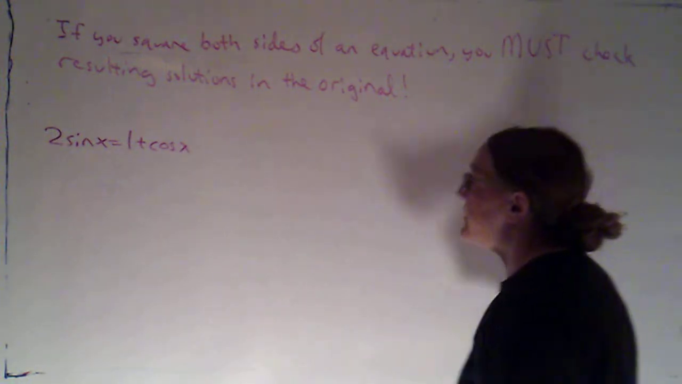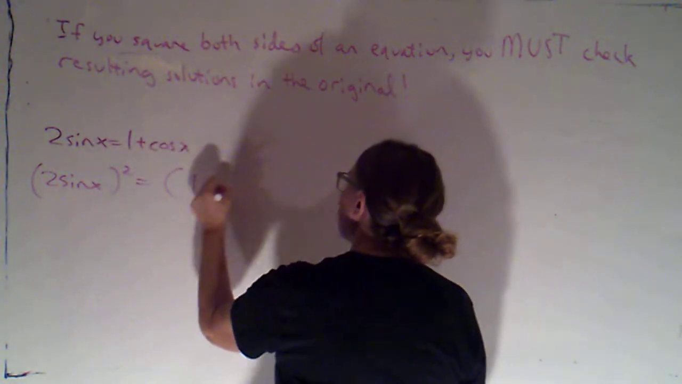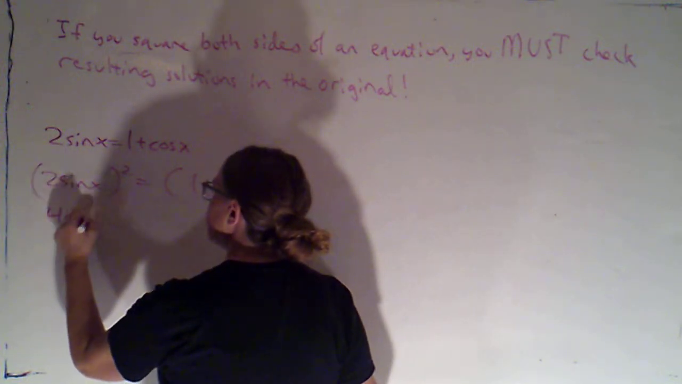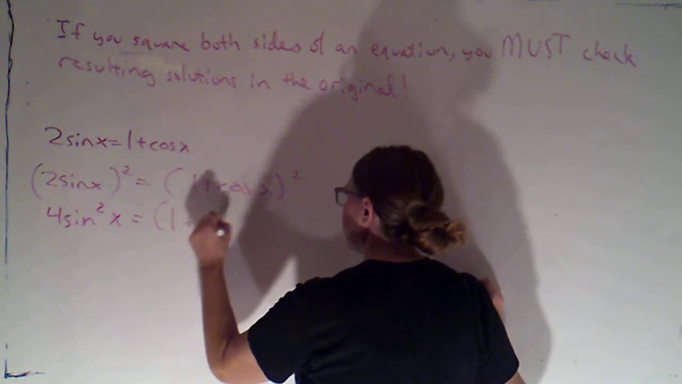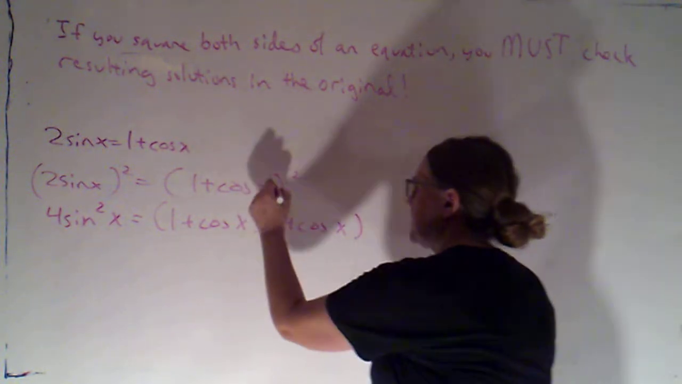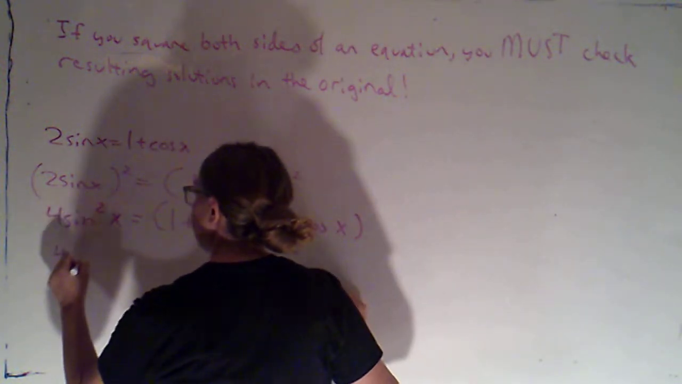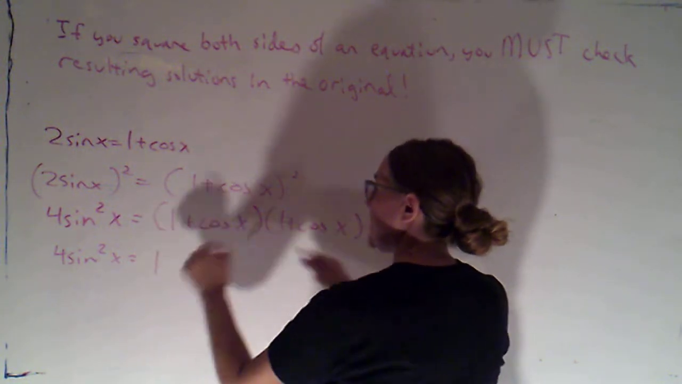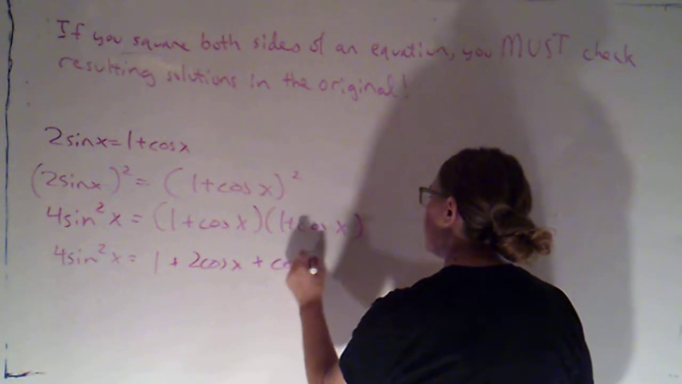Okay, so I'm going to take 2 sine x and I'm going to square it. And I'm going to take 1 plus cosine x and I'm going to square that. That's going to give me 4 sine squared x. Now I want to remember when I'm squaring this, that just means I've got two factors of 1 plus cosine of x. I don't just square 1 and cosine of x, I square this whole thing. So I'm going to have to FOIL that out. So I'm going to have 4 sine squared x is going to equal 1 plus cosine, that's going to be plus 2 copies of cosine of x. And then my last terms will give me a plus cosine squared.